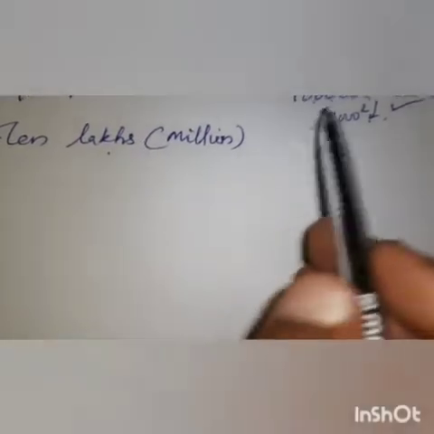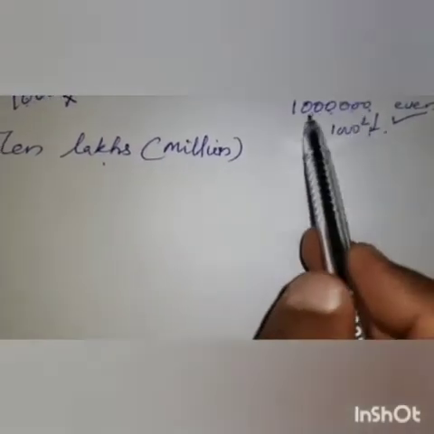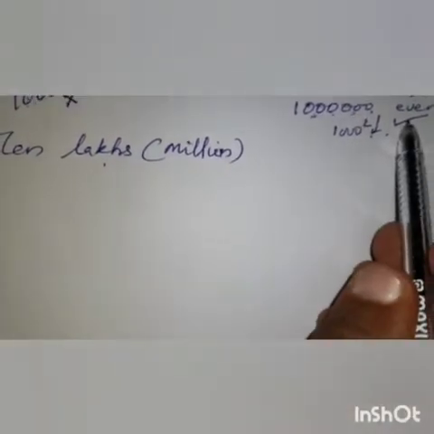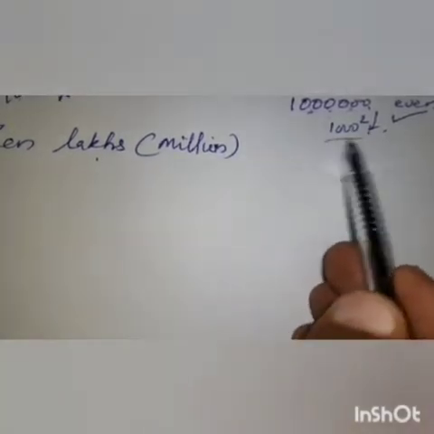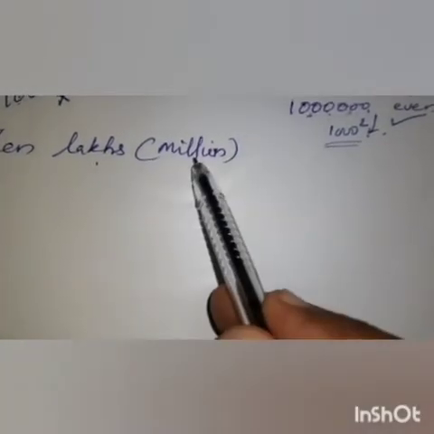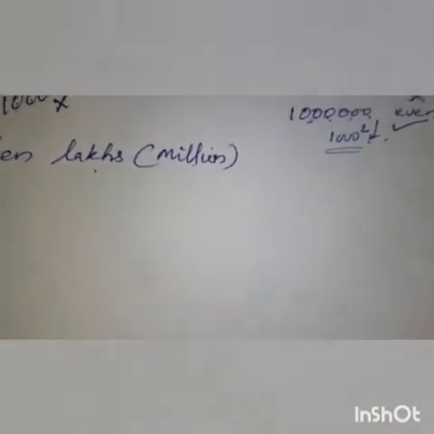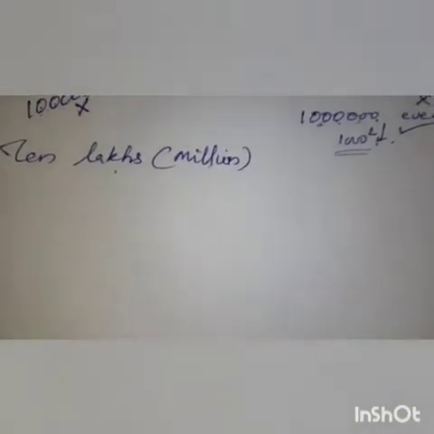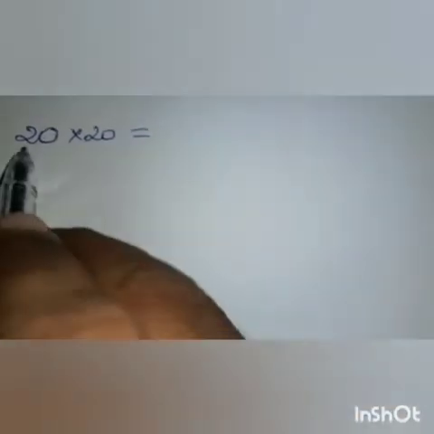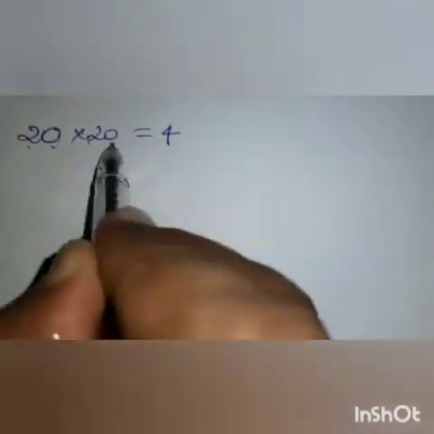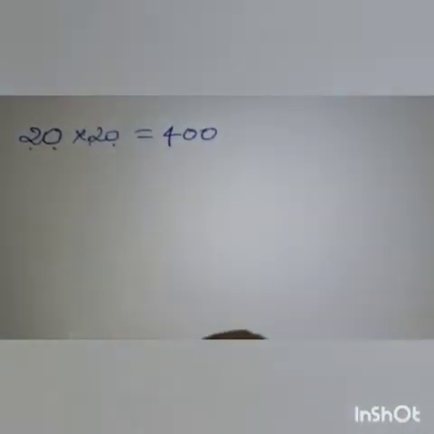In 10 lakh, how many zeros? 6 zeros. That is an even number of zeros, that is why it is a perfect square. It is called a million. A million is a perfect square. 10 lakh is the square of 1000. Now the square of 20: 20 into 20, so 2 into 2 is 4. How many zeros? 2 zeros.